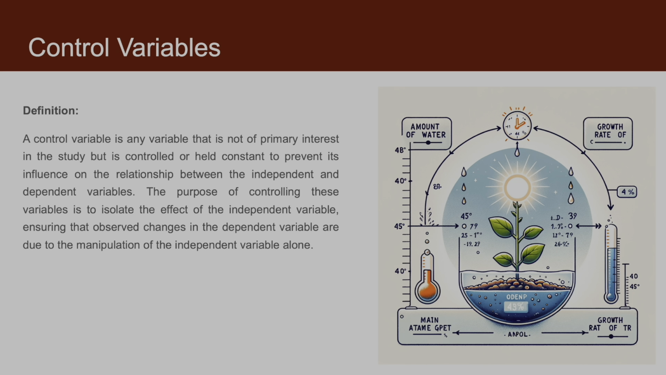Moving to the control variable definition, a control variable is any variable that is not of primary interest in the study, but is controlled or held constant to prevent its influence on the relationship between the independent and dependent variables. The purpose of controlling these variables is to isolate the effect of the independent variable, ensuring that observed changes in the dependent variables are due to the independent variables only.